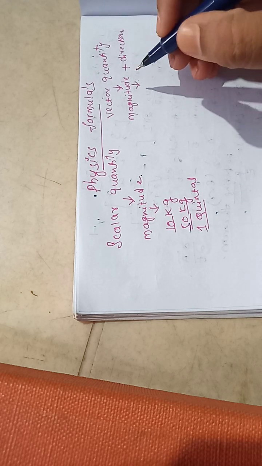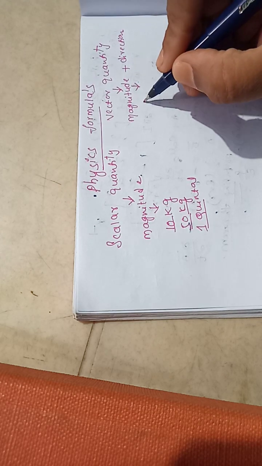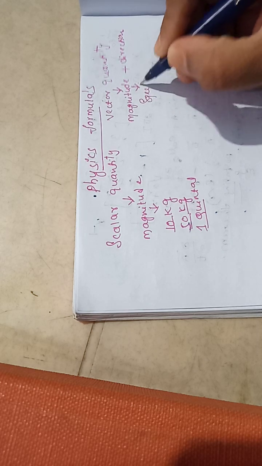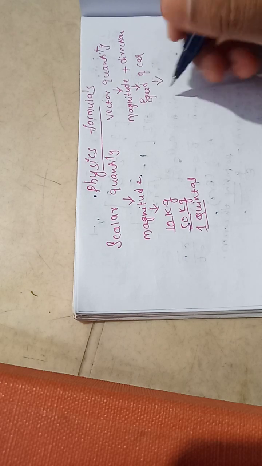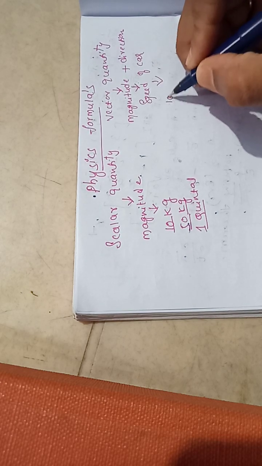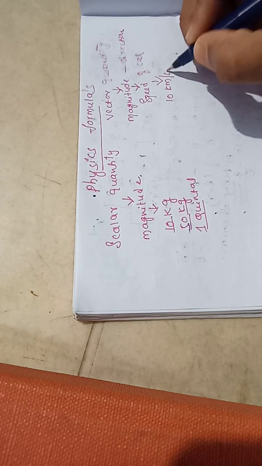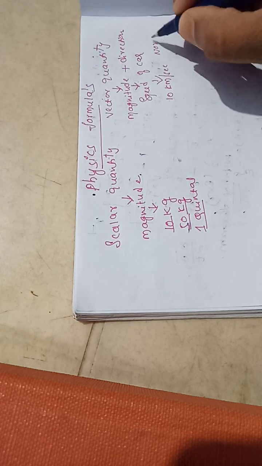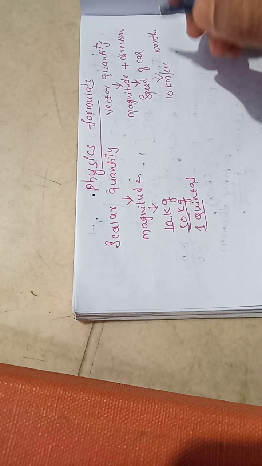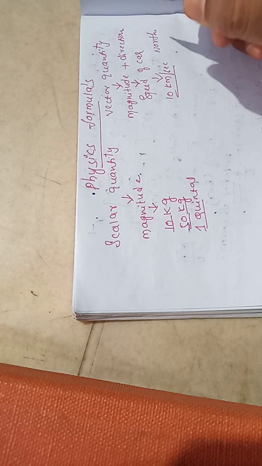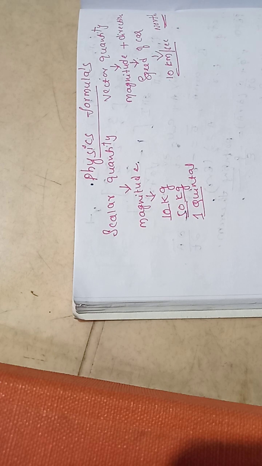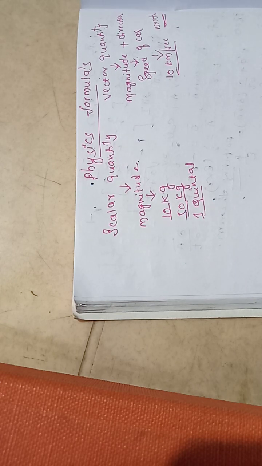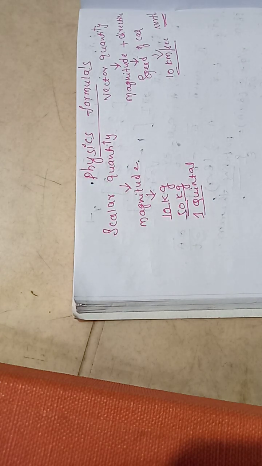Now, for example, if we want to explain the velocity or speed of a car, then what will we say? The car is moving with 10 kilometers per second along the north direction. So this 10 kilometers per second indicates the magnitude, and the north indicates the direction. So here we require the magnitude as well as the direction.